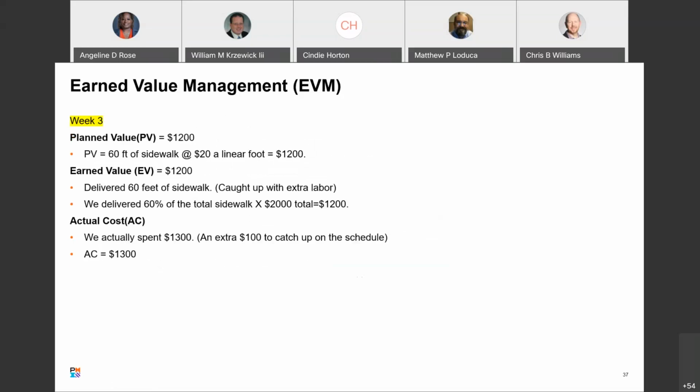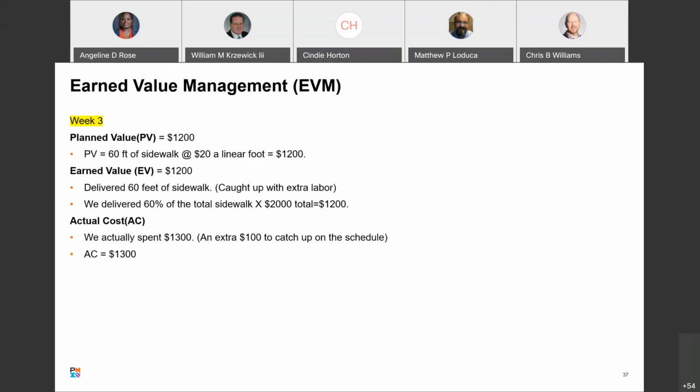All these formulas will help you determine that and speak to that. All right, so week 3. Planned value is $400 a week. We're in week 3. We want to finish $1,200 planned value, right? 60 feet of sidewalk, $1,200.